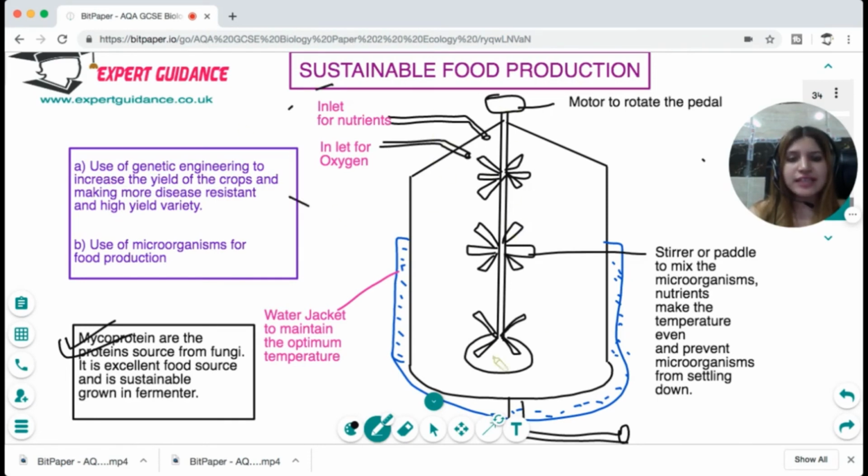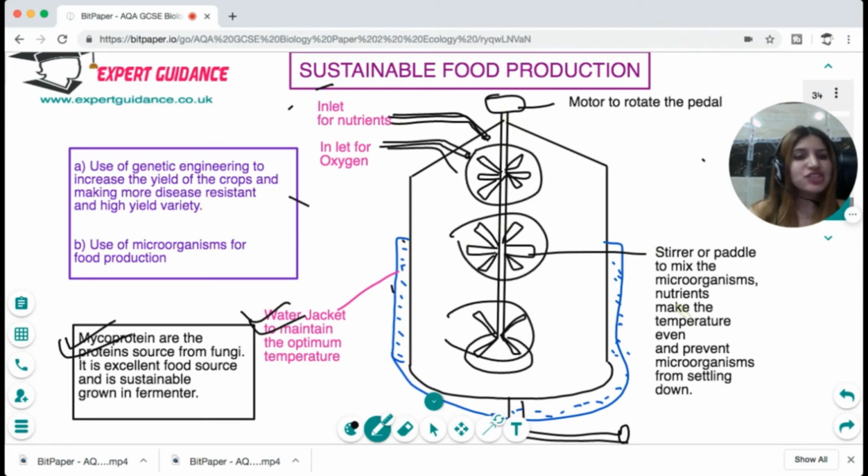This is a setup of a fermenter. It has a water jacket to maintain the optimum temperature. It has an inlet of oxygen, inlets for nutrients. It has a motor at the top to rotate these paddles. These paddles rotate and they stir the mixture so that the microorganisms do not settle at the bottom and make the temperature and resources even.